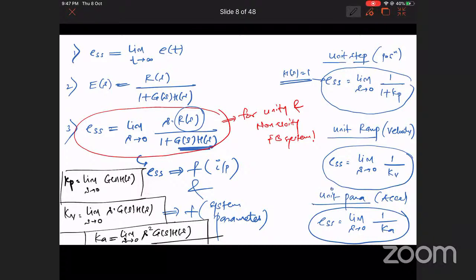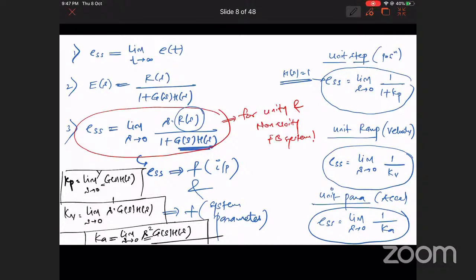Can you see? Okay. Here there is no S. Here there is S raised to 1. Here it is S square. And otherwise the formulas are same, guys. Yes, what you said is correct. Every time S is going to get multiplied.